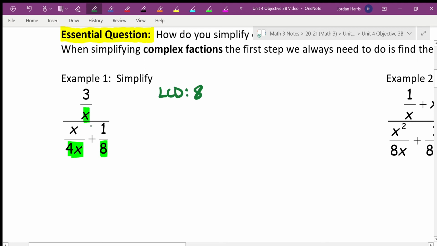And then now we look at the letters. So it's just an x. That one already has it. That one already has it. That one I just multiply by x. So that is my least common denominator.